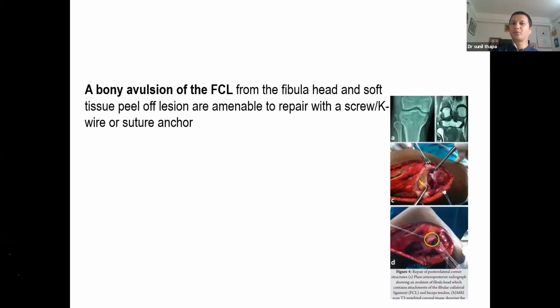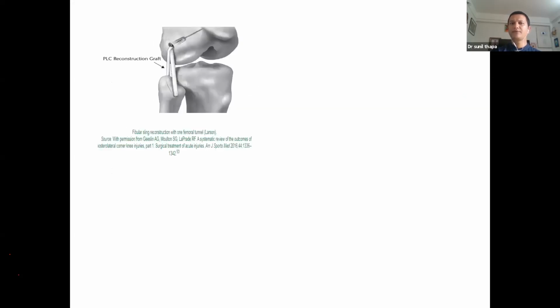This figure shows a bony avulsion of the fibular collateral ligament, avulsed from the fibula with soft tissue peel-up, and they are amenable to primary repair with a screw, K-wire or a suture anchor, and give a good outcome. The bony avulsion repair has a good outcome. And if it needs reconstruction, then there are different techniques, as we all know.